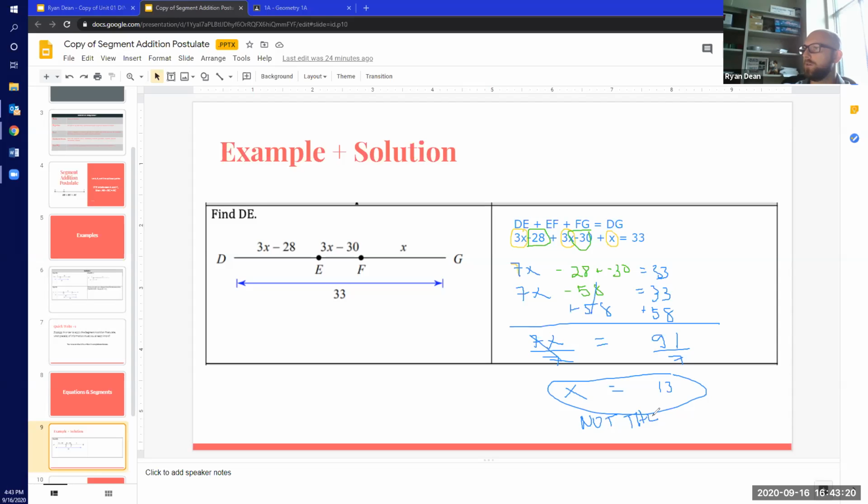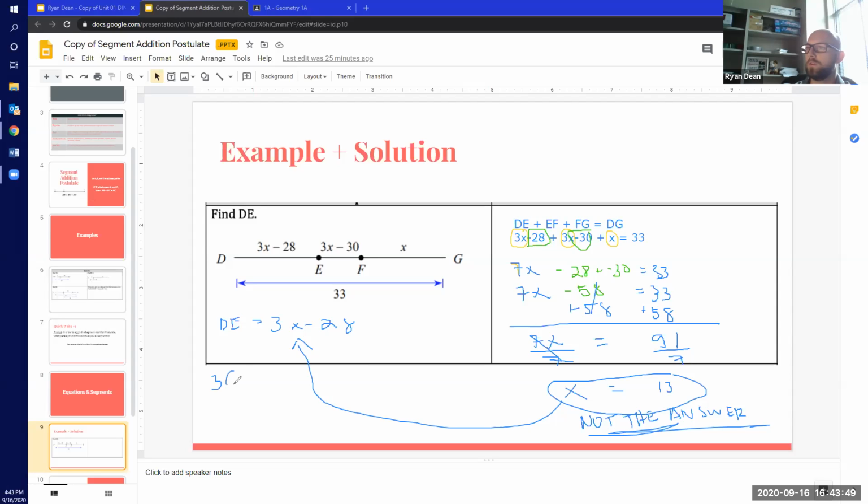Okay, now this is not the answer, because this solved for x. Okay, I can't repeat this enough. You will see this so many times. Just because you get x equals a number does not mean that it's the answer. This is not the answer. Because remember, our goal was to figure out what DE is. DE is 3x minus 28. So I have to take this x and plug it back in here.